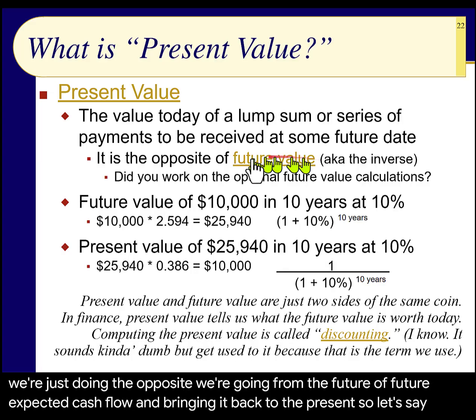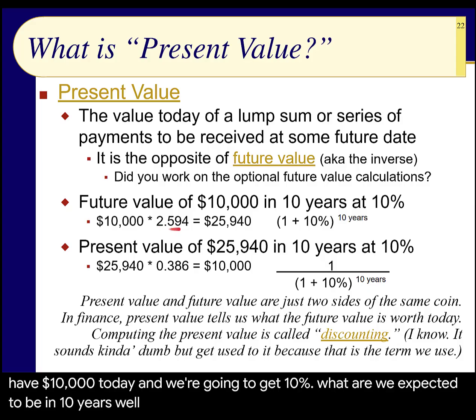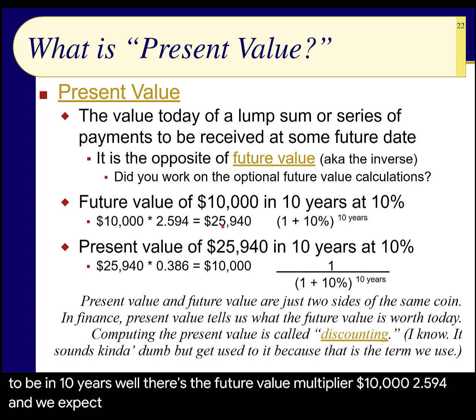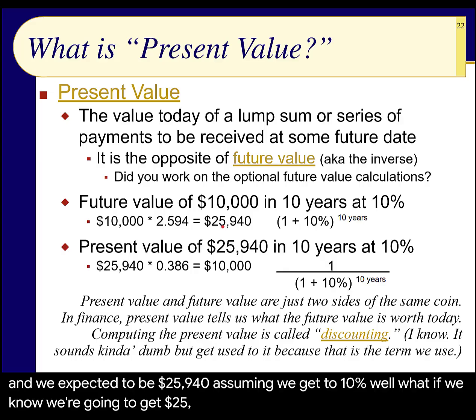So let's say we have $10,000 today and we're going to get 10%. What do we expect it to be in 10 years? Well, there's the future value multiplier, $10,000 times 2.594. And we expect it to be $25,940, assuming we get the 10%. Well, what if we know we're going to get $25,940? Oh, we think we're going to get it.